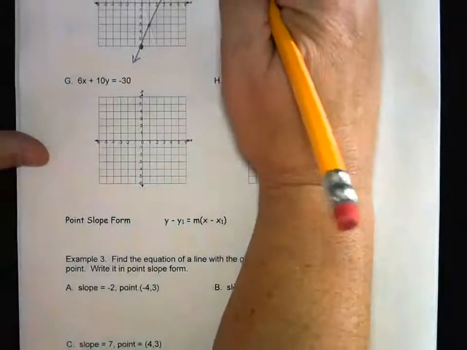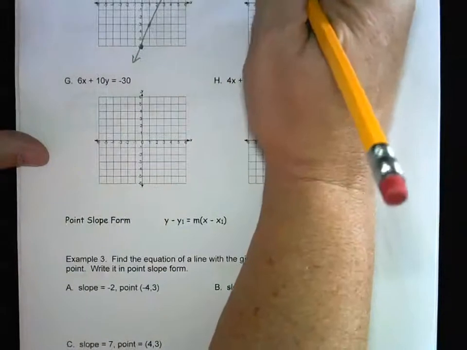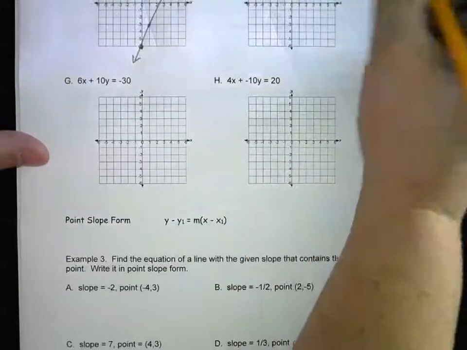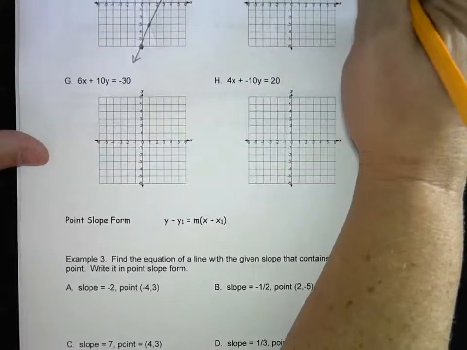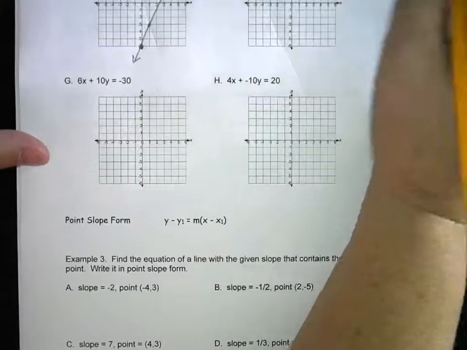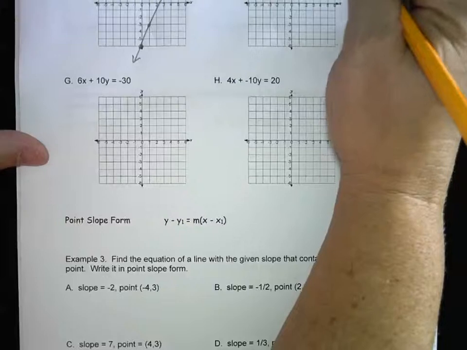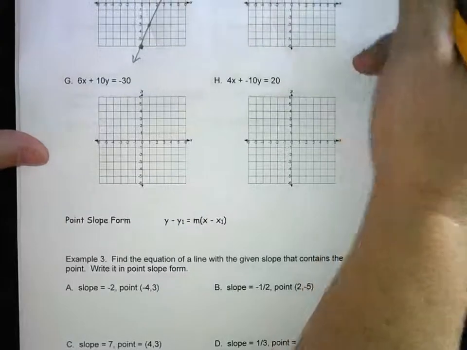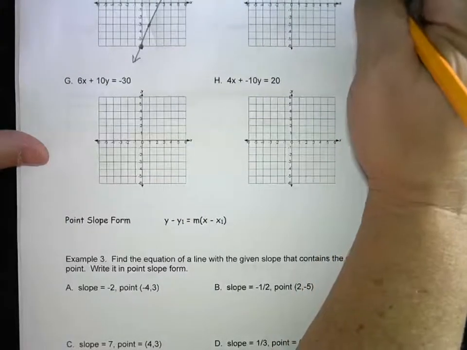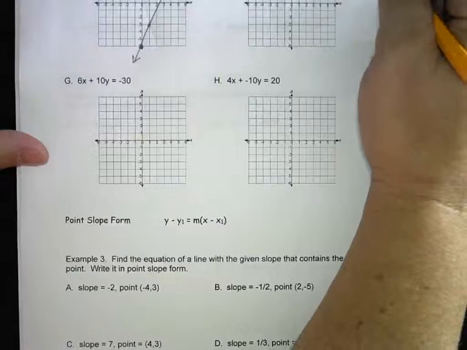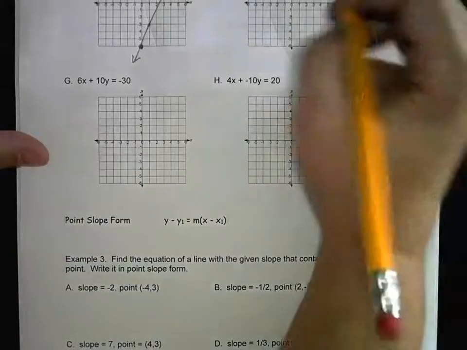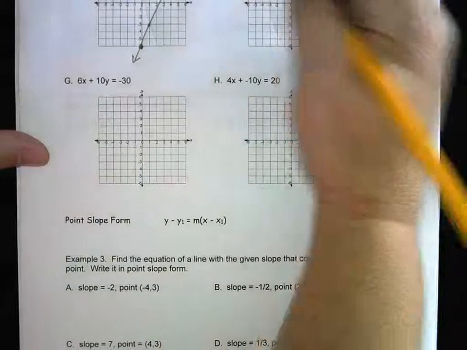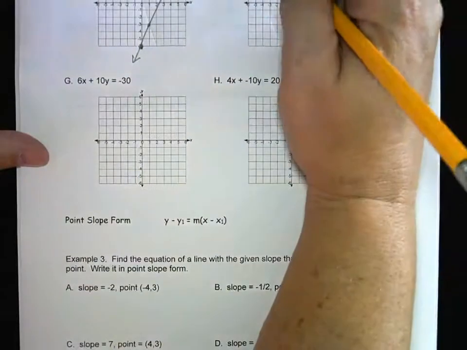Letter F, when you add 4x to both sides, you have 2y equals 4x plus 8. Dividing both sides by 2, you have y equals 2x plus 4. Your y-intercept is 4. And then you go up 2 and 1 to the right.